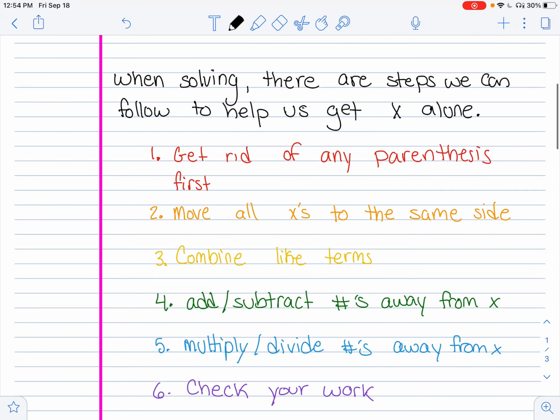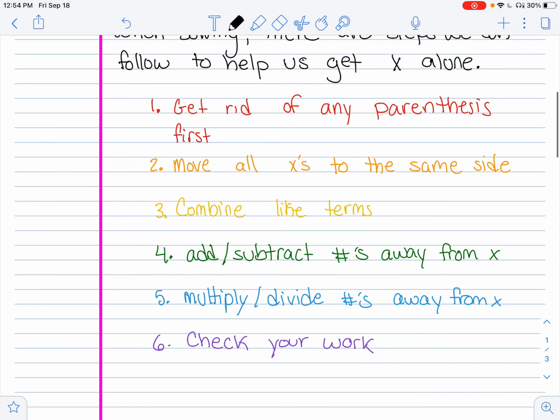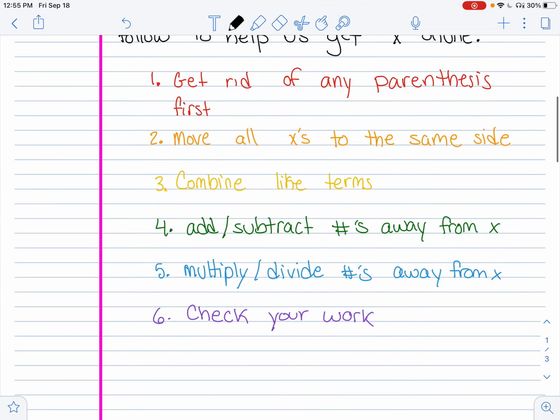And there's a few steps that we can use as a guide when we're trying to solve these equations. The first is to get rid of any parentheses that you may see in your example. Then you want to move all the x's to the same side. This is only if you have more than one x in your equation. Then you want to combine like terms. If you have anything that has just a plain old number, we want to combine those, or if you have any terms that have an x, you want to combine those. And then to get x alone, we have to add or subtract numbers away from it, or multiply and divide numbers away from it, and then we check our work.